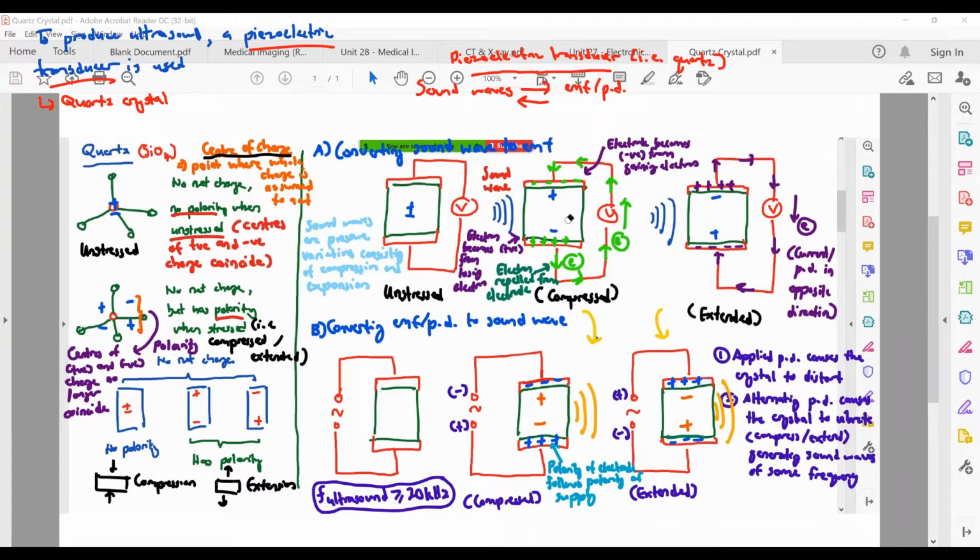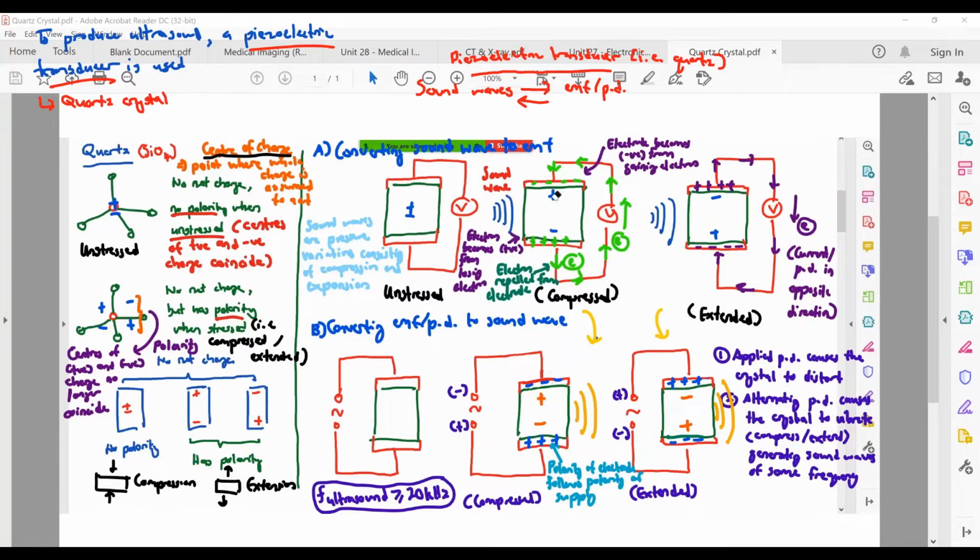If you want to compress and extend your crystal, what you need to do is expose the quartz crystal to sound waves. You remember sound waves are just pressure variations of the air, where the air is compressing and expanding. So if you have sound waves incident on your quartz crystal right now, the air around your quartz crystal is continuously compressing and expanding. It's actually pressing onto your crystal, and it's actually pulling on your crystal.